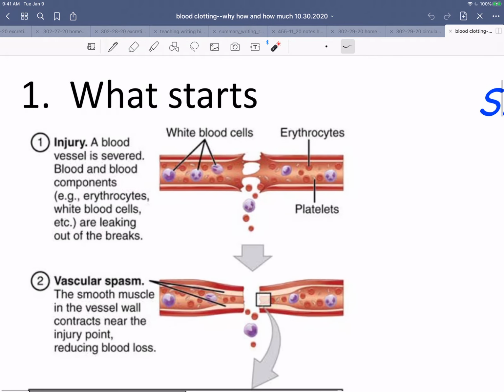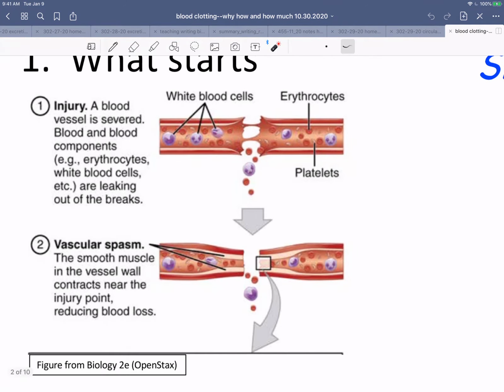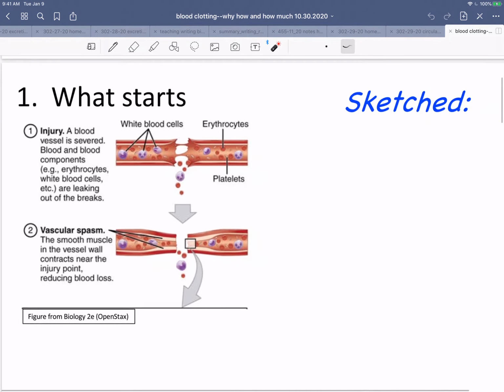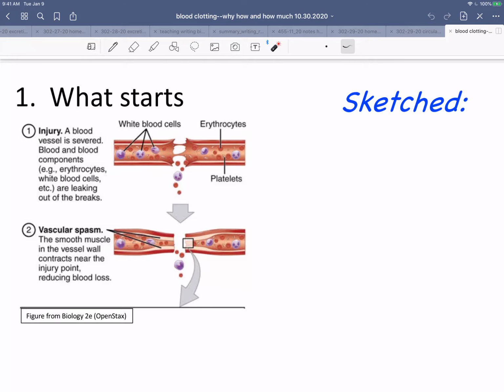What starts a clot? Some injury severs a vessel here or cuts into it. That triggers a release of chemicals from the damaged cells that bind to receptors on smooth muscle of the vessel wall. Those receptors then activate second messenger pathways that allow calcium into the cell and cause contraction of the muscles nearby. And so what was a wide opening becomes a narrow opening. And I won't sketch that because that's part of what I'm expecting you should know before going through this.